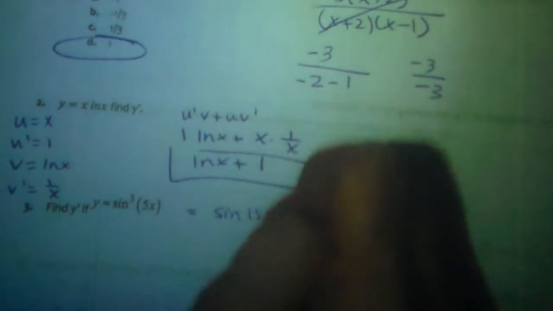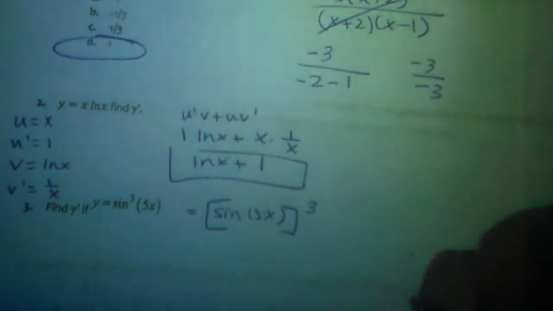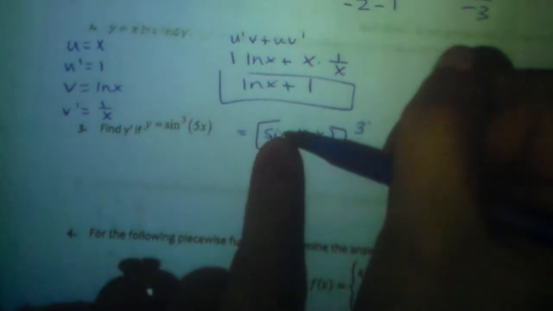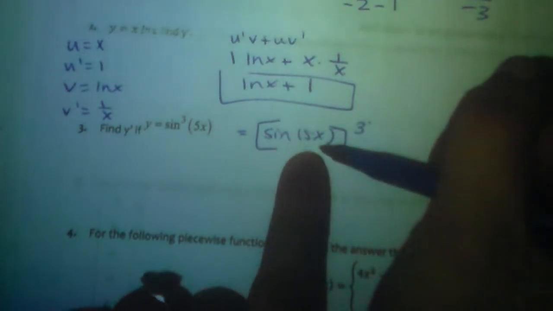This I'm going to rewrite as sine of 5x, all of that getting cubed. So this is chain rule. I've got functions inside of functions. I actually have 3 chains. I've got this as my outside, then sine of, and then inside of sine is 5x.